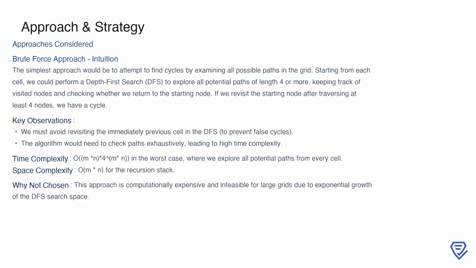The major drawback of this approach is its computational expense. The DFS would need to exhaustively explore all potential paths, resulting in exponential time complexity. Specifically, in the worst case, the complexity is O(m*n * 4^(m*n)), where m and n represent the grid dimensions. This makes the brute force approach infeasible for large grids, especially as the search space grows exponentially. Additionally, it incurs O(m*n) space complexity for the recursion stack, further limiting its practicality.